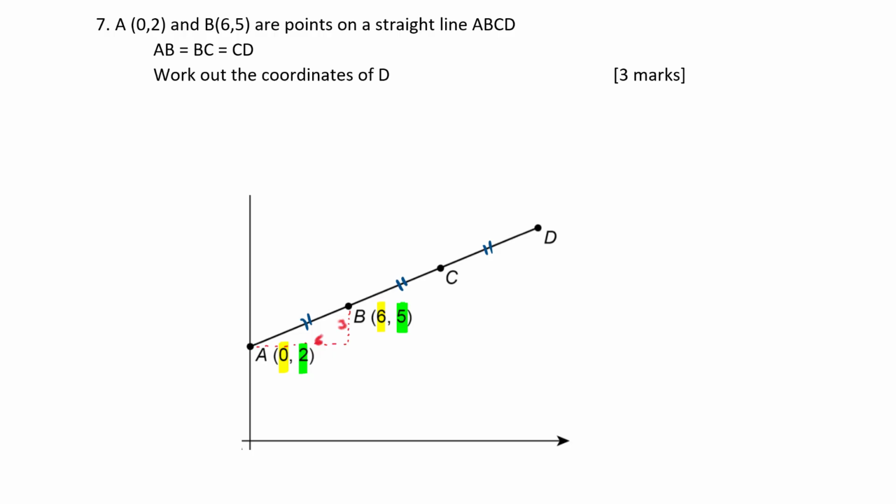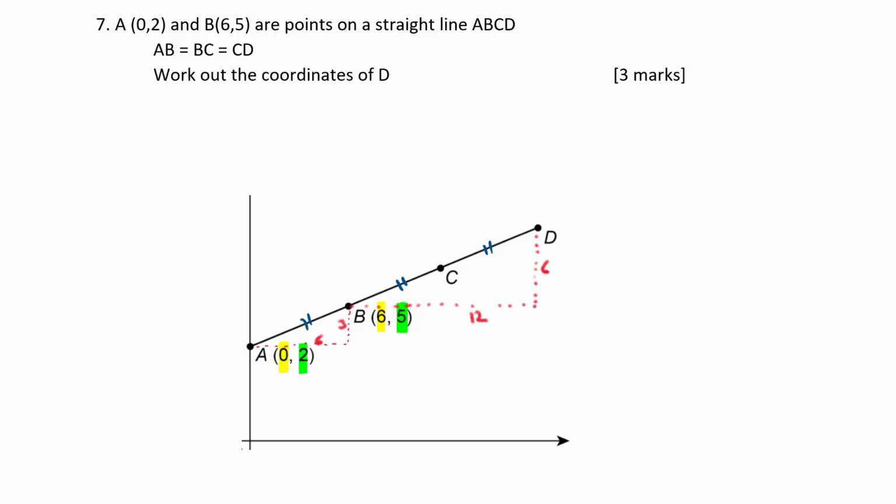So we can either work out C along the way by going 6 along and 3 up and another 6 along and 3 up, or we can double that up and go 12 along and 6 up. Okay, I'm going to do it in one jump because I'm a bit lazy. Don't want to do things twice. So 12 along and 6 up from B. So B has coordinates 6, 5.